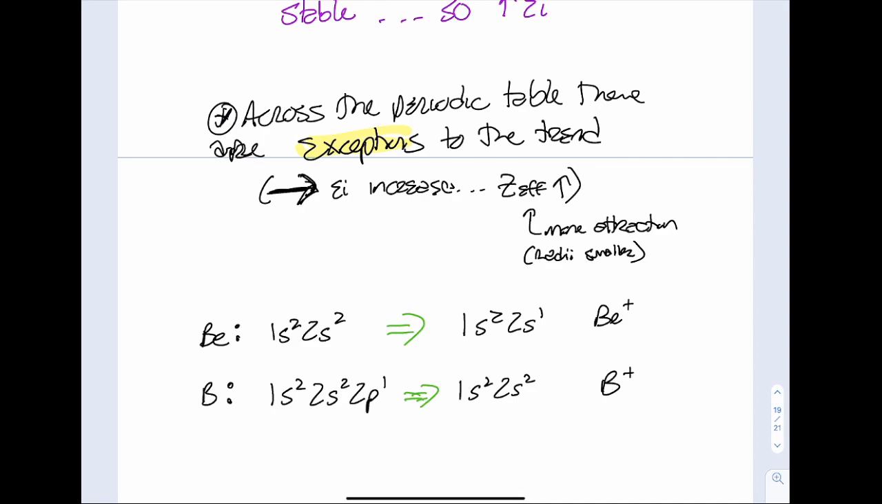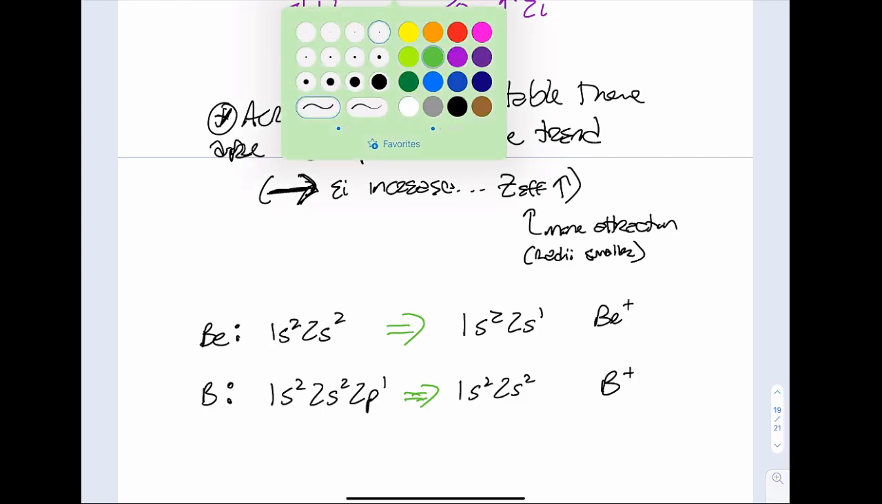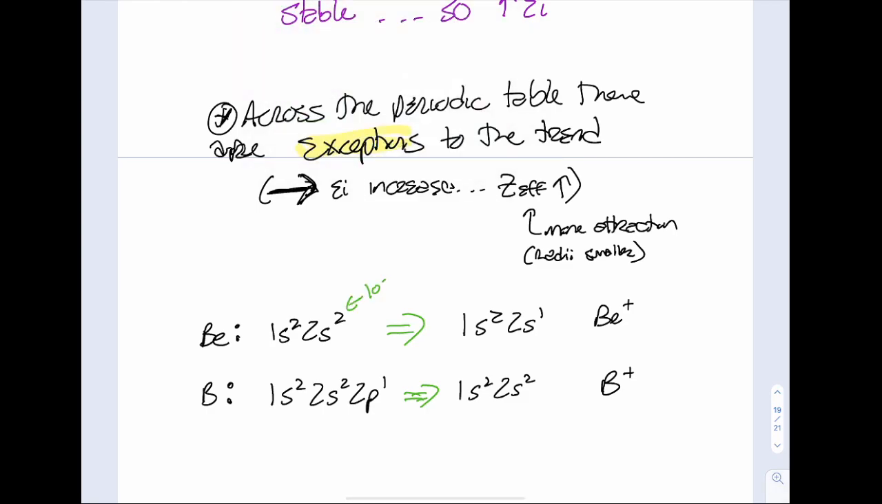So what I'm losing with this one, right? I'm losing a 2s electron. Here I'm losing a 2p electron. Is it going to be easier to remove an electron from a p subshell, right? A dumbbell-shaped region of space, or from an s subshell, something that's spherical?